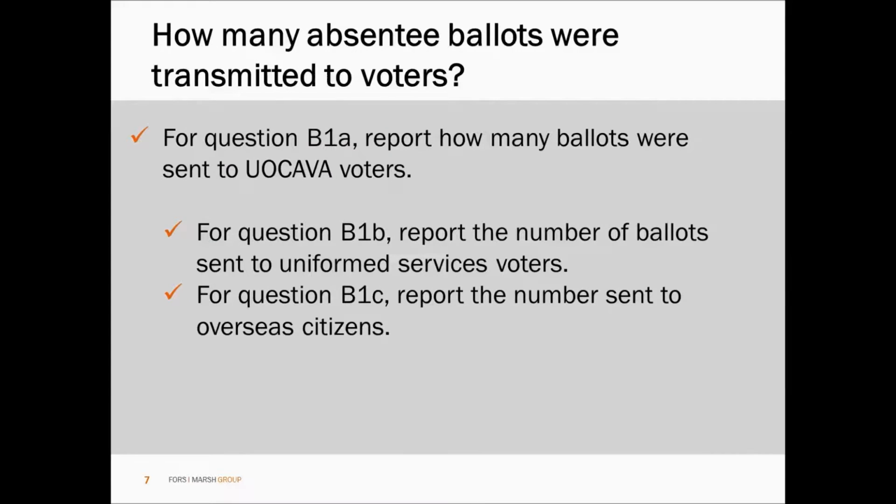So question B1A is starting off by asking you how many ballots your office transmitted to UOCAVA voters. And so B1A is the total, and then for B1B and B1C, you're going to be dividing this up between the uniformed service voter and the overseas citizens. B1B and B1C should obviously total B1A.